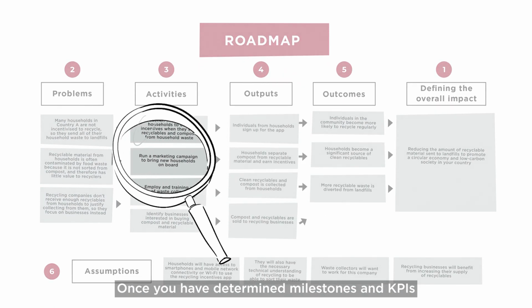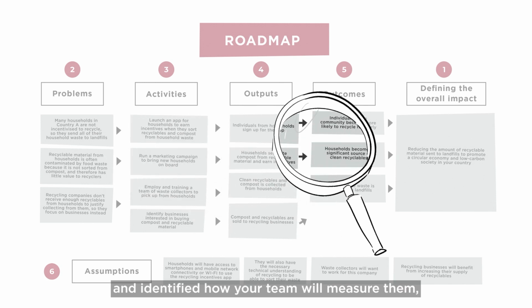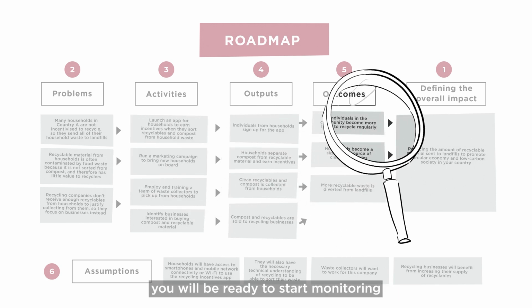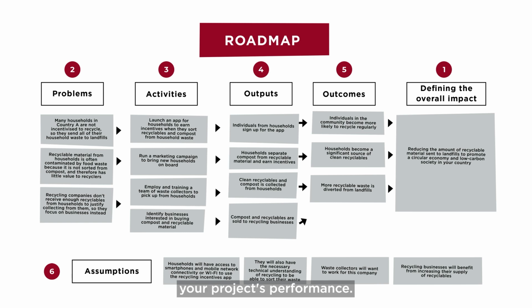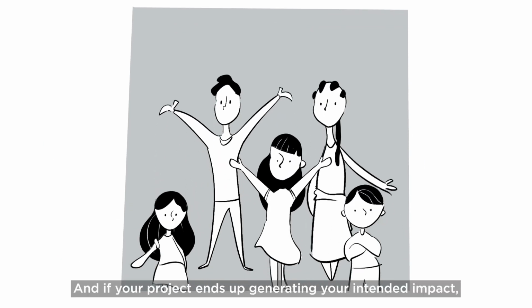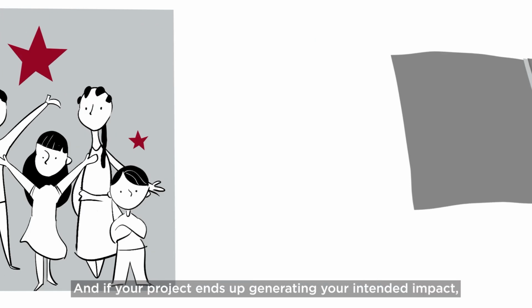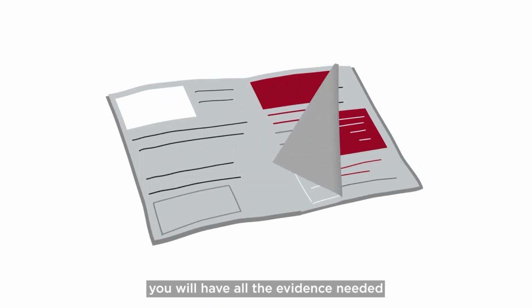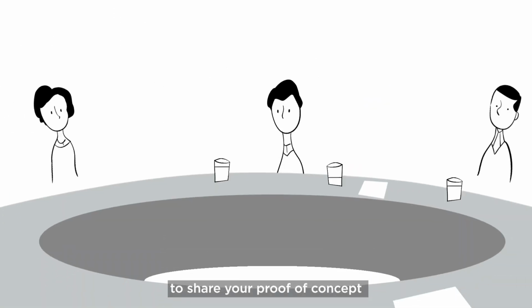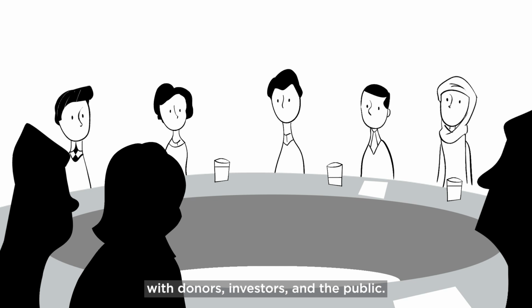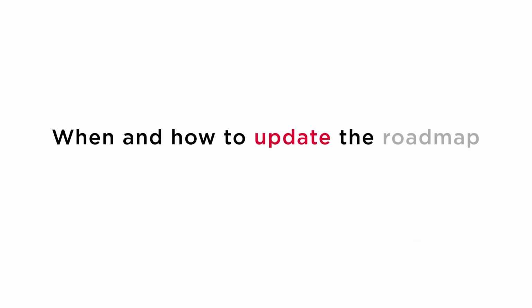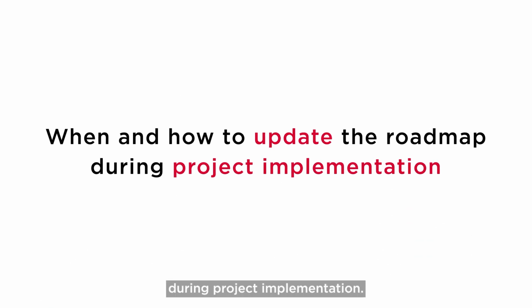Once you have determined milestones and KPIs and identified how your team will measure them, you will be ready to start monitoring your project's performance. And if your project ends up generating your intended impact, you will have all the evidence needed to share your proof of concept with donors, investors, and the public. When and how to update the roadmap during project implementation.